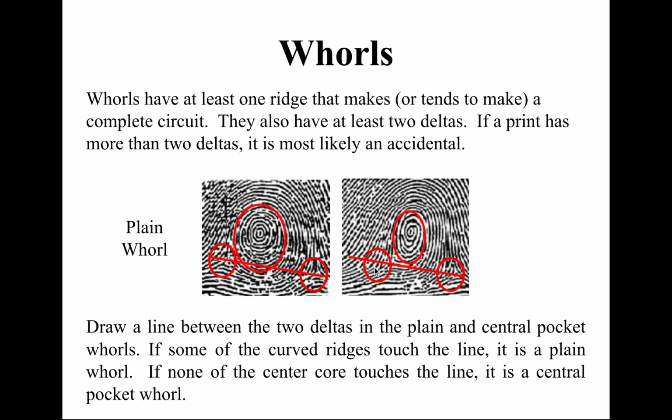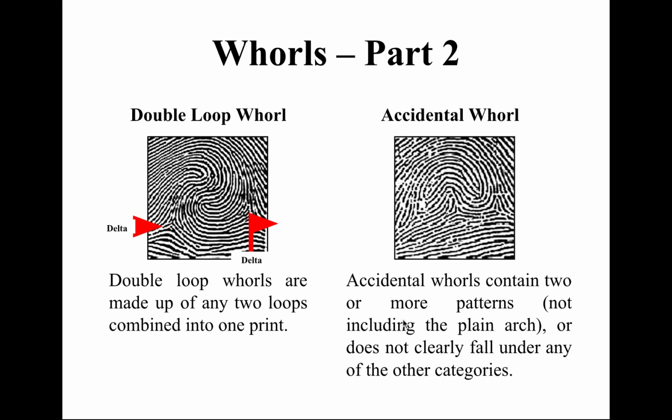However, on this right side, I've got this delta, and I draw a line, and the curved ridges or whorl pattern doesn't touch the line. So when it doesn't touch the line, that's known as a central pocket whorl. So another type of whorl, you can have double loop whorls. So here's my deltas, and notice I have a whorl here and a whorl here. So that would be a double loop whorl. It's coming in, and then it's kind of a circular pattern.